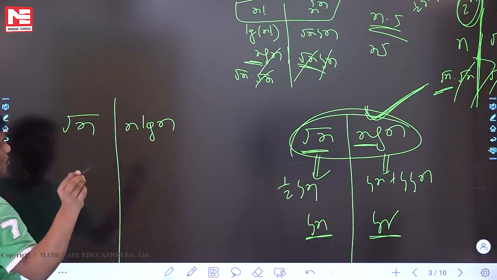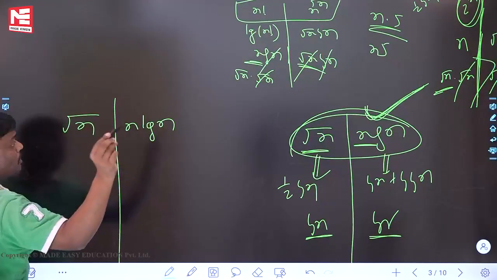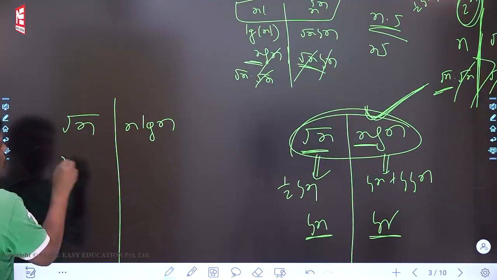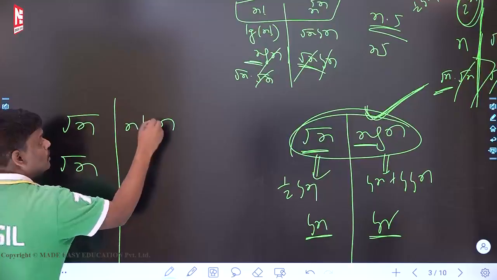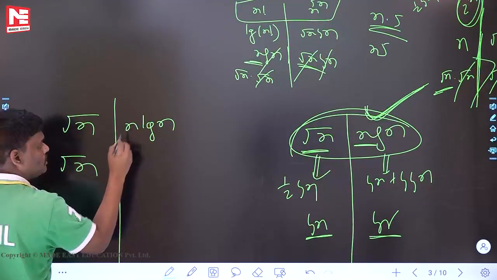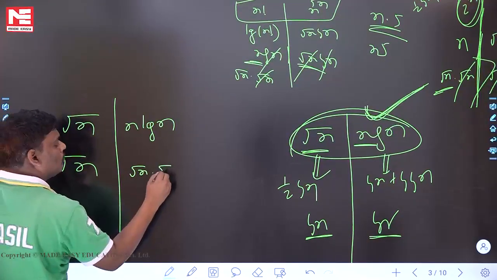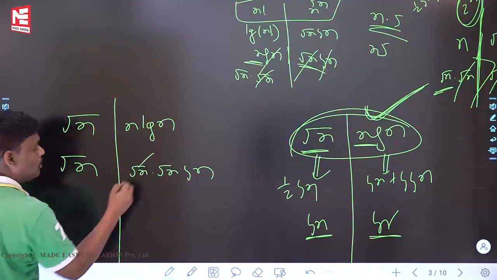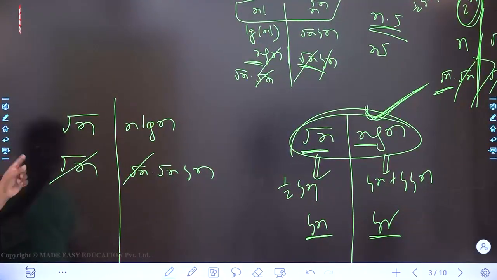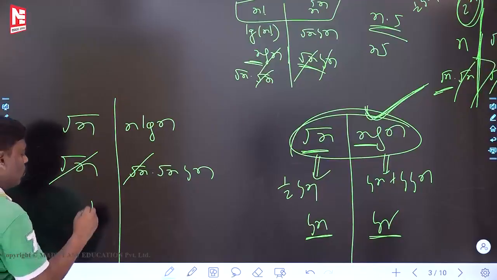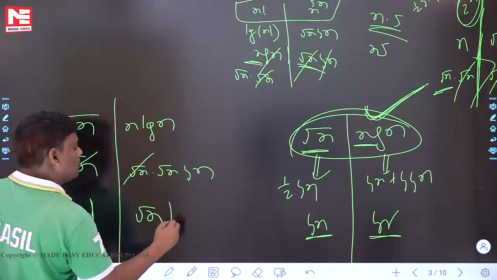Some people are asking, sir, how? Before applying log, cancel the common things. What is the meaning of common? It is the root n only. This thing can be written in terms of this. How? This n can be written as root n into root n, log n. Common things first cancel, then it will become 1 here. It is going to be root n log n.